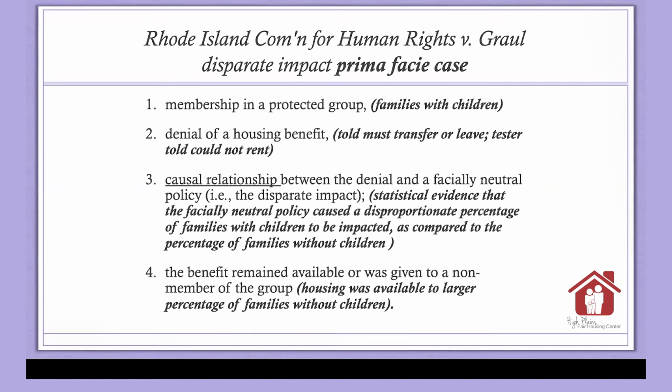Number two, the denial of a housing benefit. Well, they were told they must transfer to a 2-bedroom and pay more, or they must leave. And there's additional evidence that this was the basis for the denial of a housing benefit. And it gives the tester standing as well as an aggrieved party. The tester who said, we're a family of 3 and we'd like a 1-bedroom, was told they could not rent a 1-bedroom. Number three, a causal relationship between the denial and a facially neutral policy.